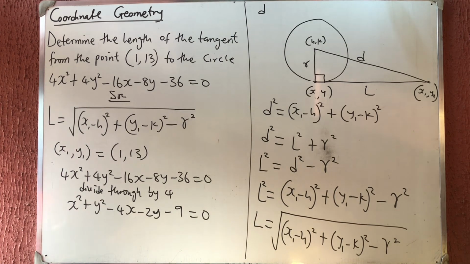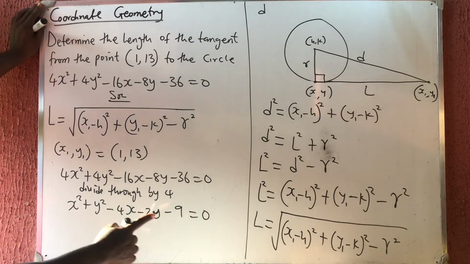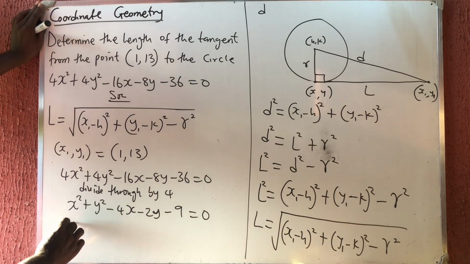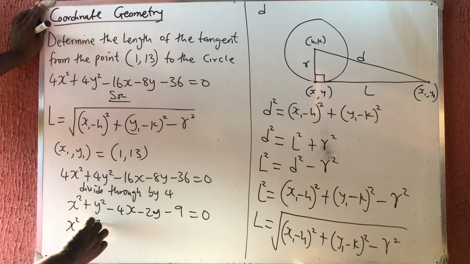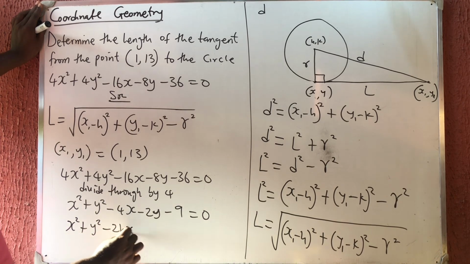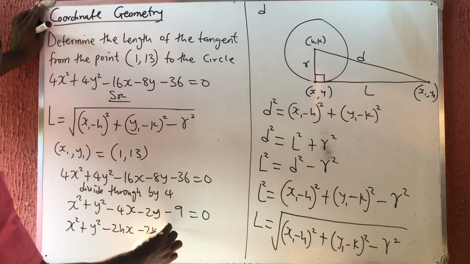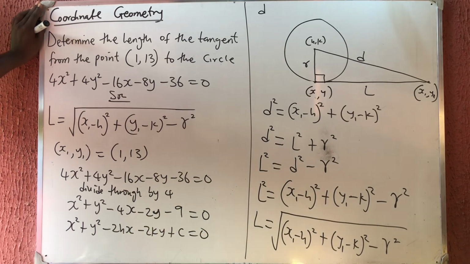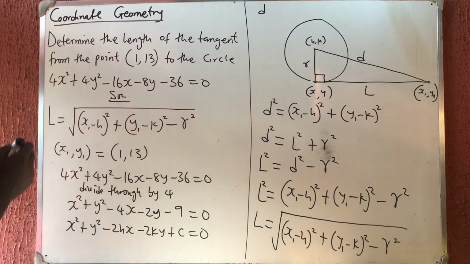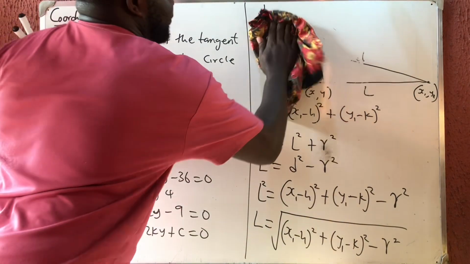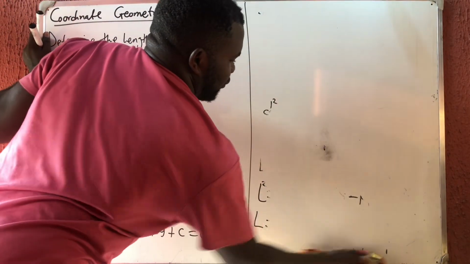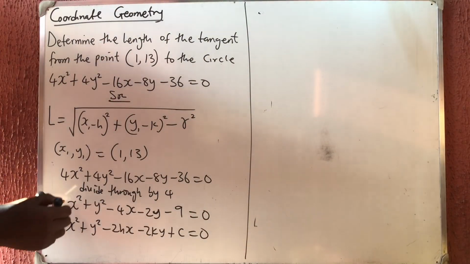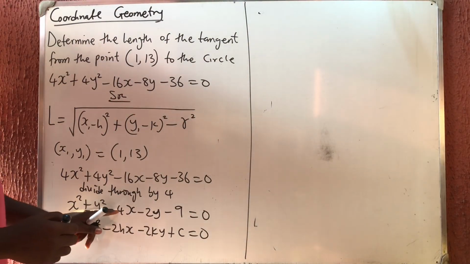So this is going to give us, now let us write the standard equation of a circle that said x squared plus y squared minus 2hx minus 2ky plus c is equal to 0. If you compare them, you are going to be having that this is equal to this.